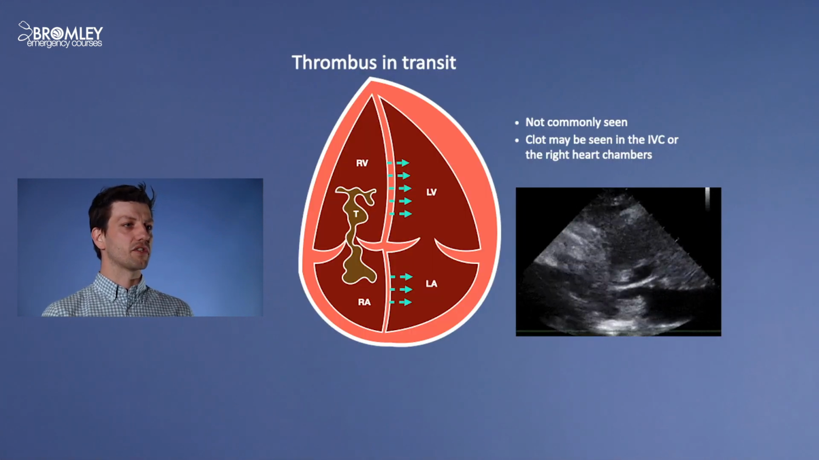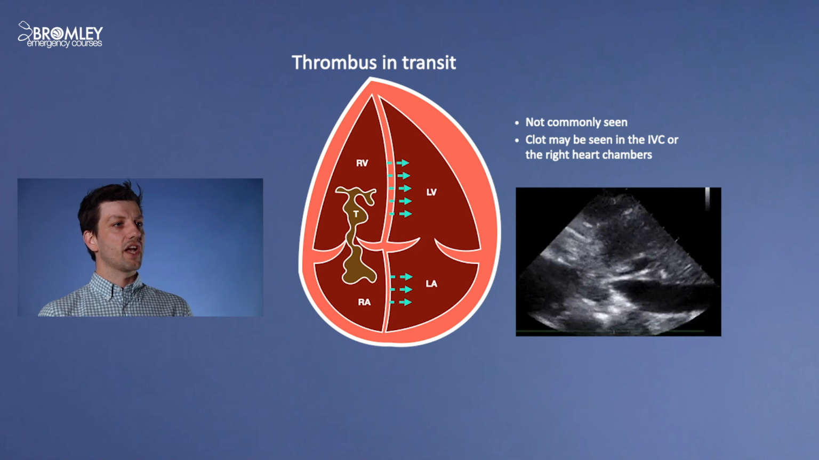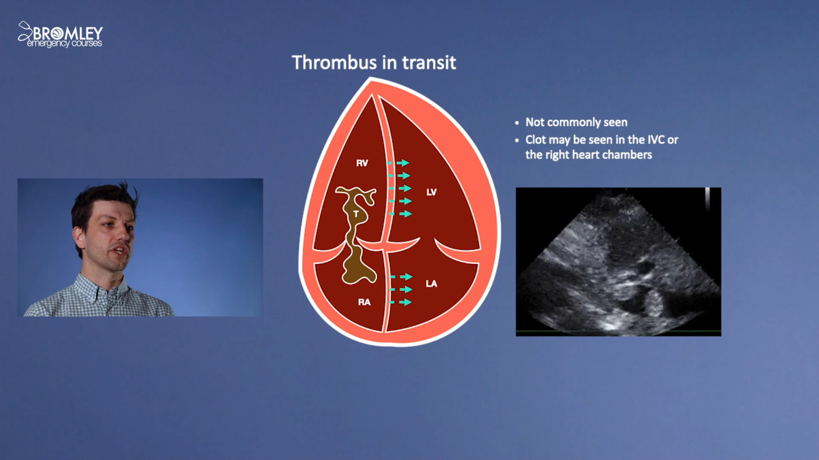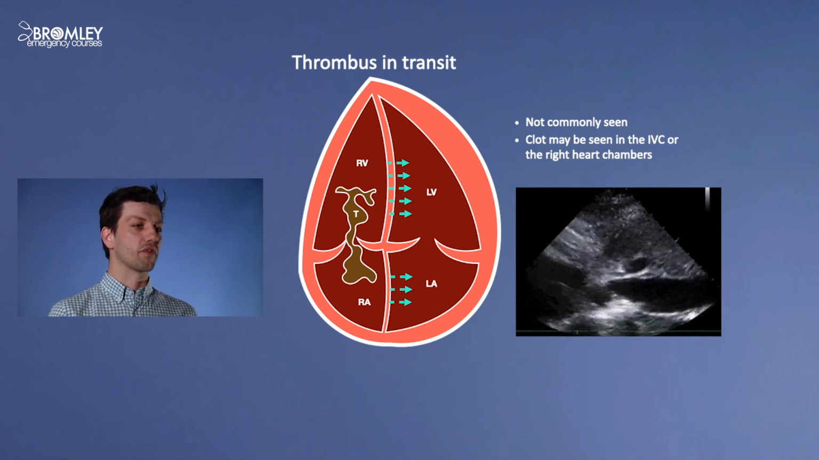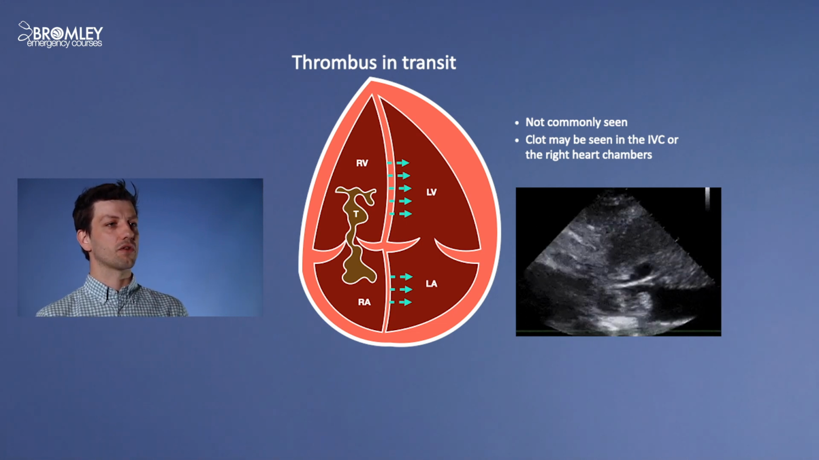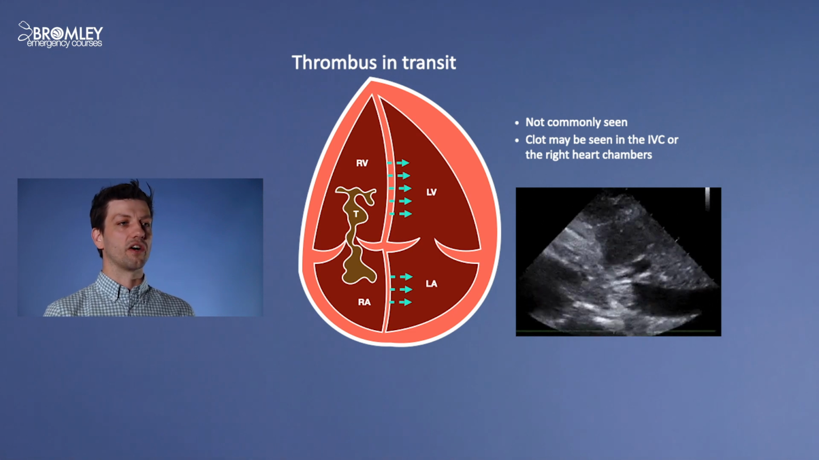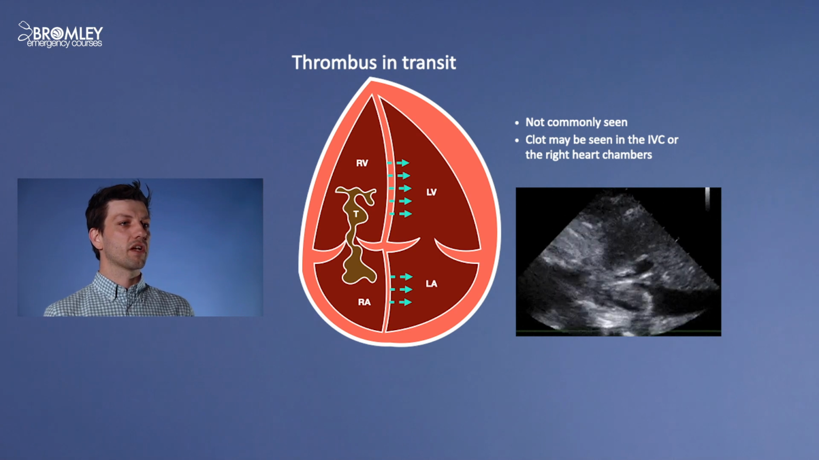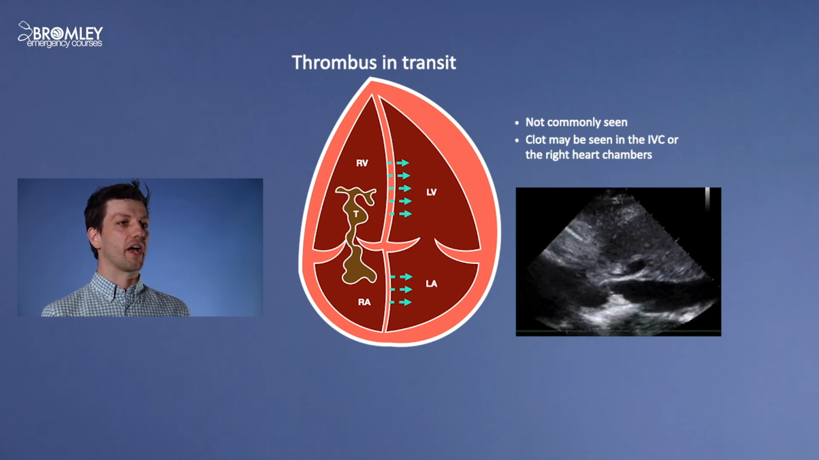Here's a schematic that demonstrates the thrombus in transit. In the image we see that there's right heart strain, so the right ventricle is pushing into that left ventricle, same with the right atrium, and then we see this thrombus in the right heart chambers. In the video beside it, we see thrombus moving in and out of the right atrium and IVC.